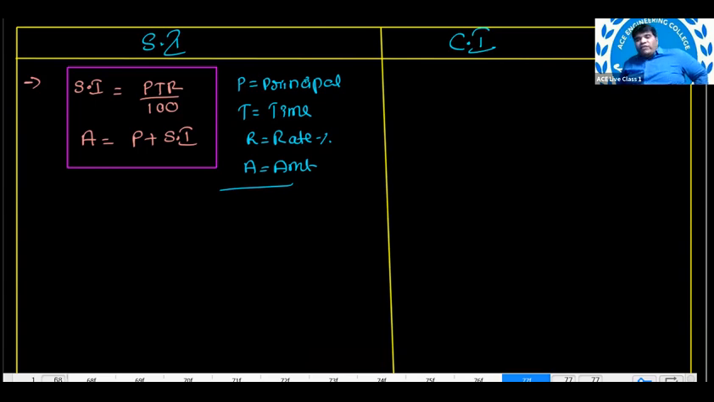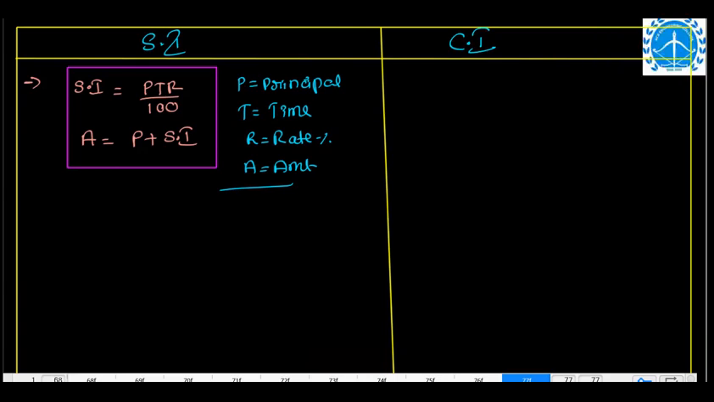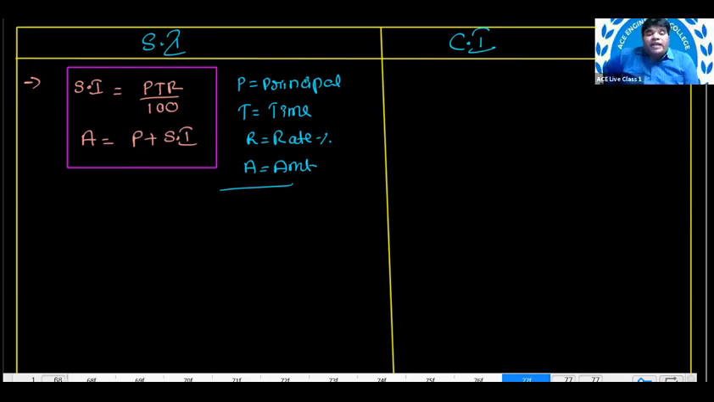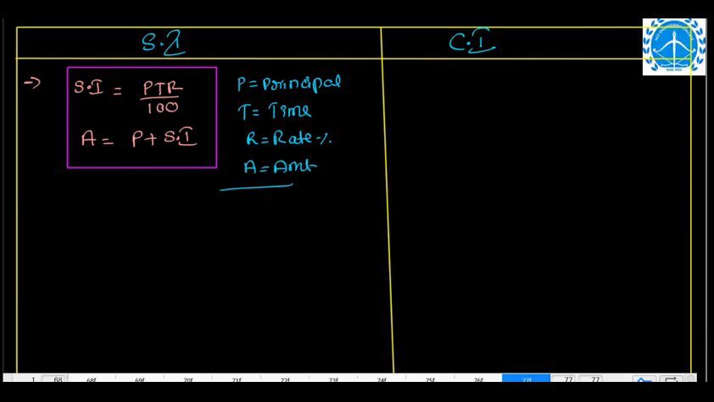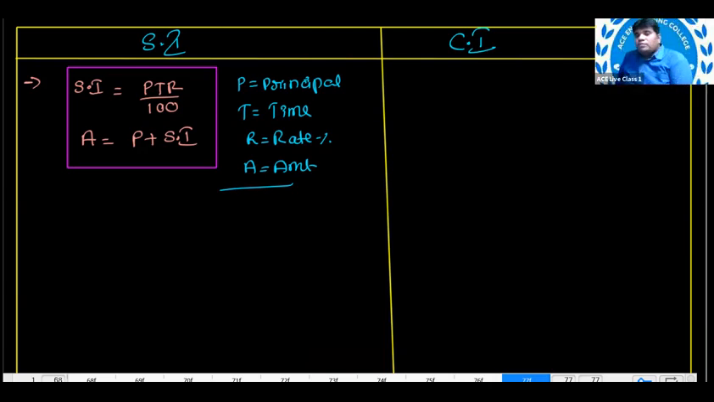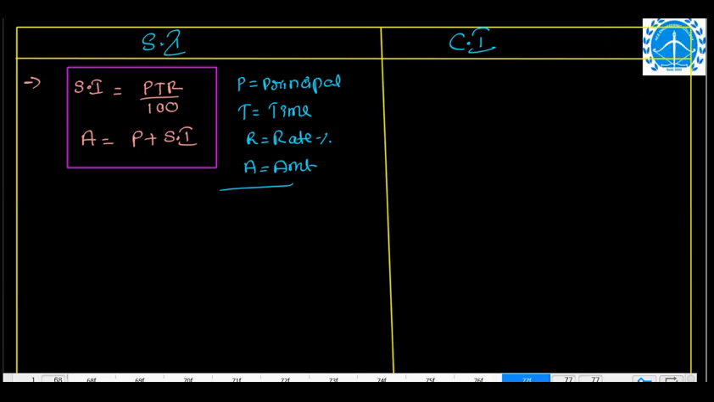First year, a shopkeeper borrowed 10,000 rupees as principal, at an interest of 10% per annum. What is the first year simple interest? 1,000. And the 10 years simple interest? 10,000, sir. Right answer.